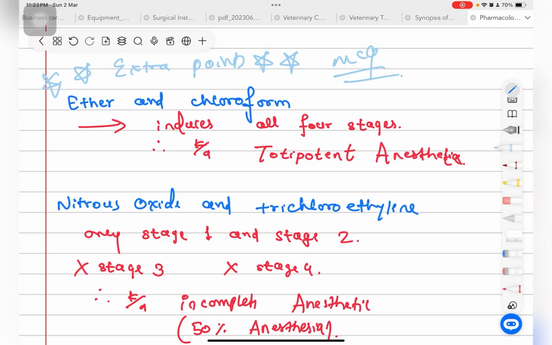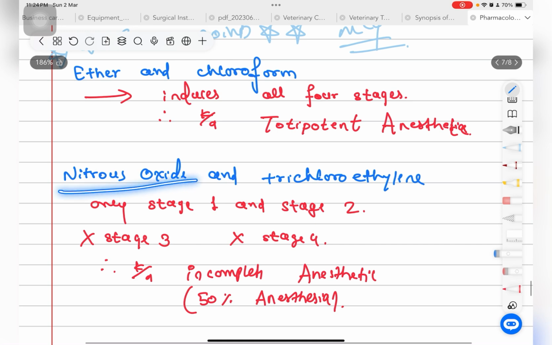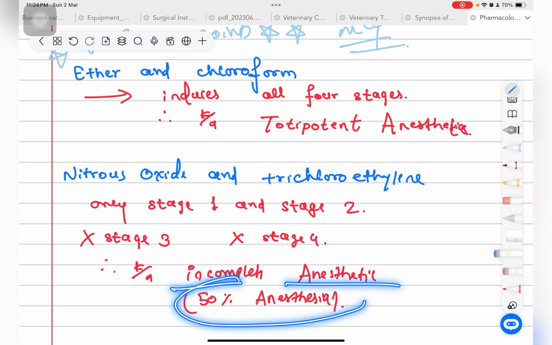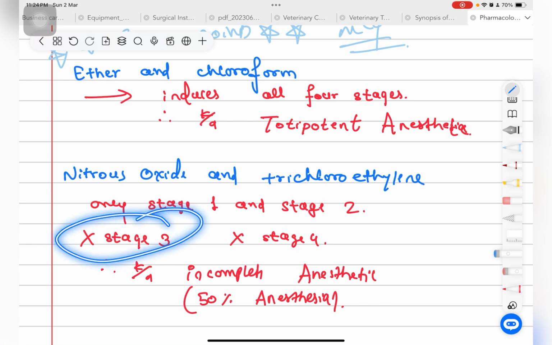Some extra points which are commonly asked in exams or MCQ type questions: ether and chloroform induce all four stages of anesthesia, that is stage 1, stage 2, stage 3 and stage 4. Therefore they are known as totipotent anesthetics. Nitrous oxide and trichloroethylene induce only stage 1 and stage 2, hence they are known as incomplete anesthetics or 50% anesthetics. Nitrous oxide does not induce stage 3 and stage 4.